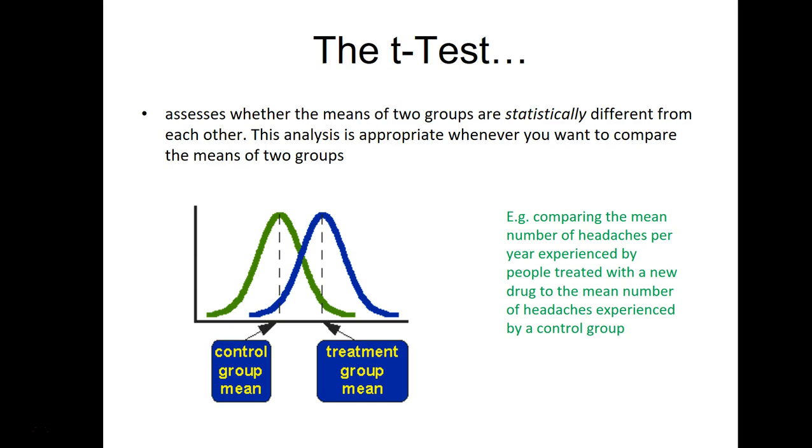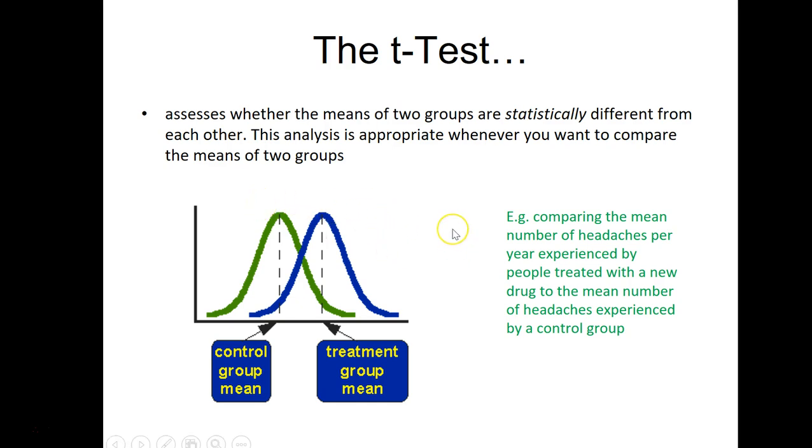Okay, this is another way of looking at it. Let's say you're doing a test, a randomized controlled trial, comparing the mean number of headaches per year experienced by people who are taking this new fancy drug versus people who are not taking the new fancy drug. Okay, so this is how many headaches are typically experienced in both groups. And there's going to be a difference here. The question is, is this difference great enough to say, oh, you know what? Something's going on here. If something's going on, we can reject the null.